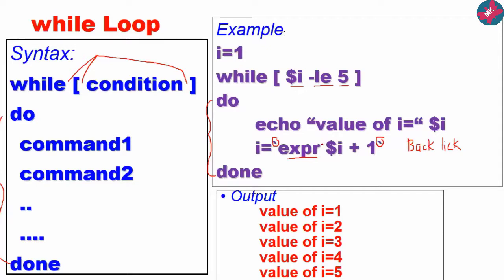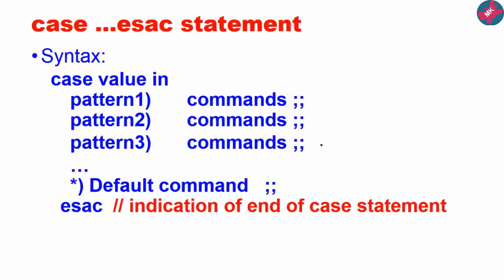After this, let us take the next control statement, that is case esac. Now this is similar to the case statement that we use in the C language, isn't it? Let us check the syntax. Here the syntax is a little bit different. Observe: case value in, then pattern 1, here you have to give a bracket, then whatever commands you want to give, and then observe that 2 semicolons are there. After each pattern, 2 semicolons are there.